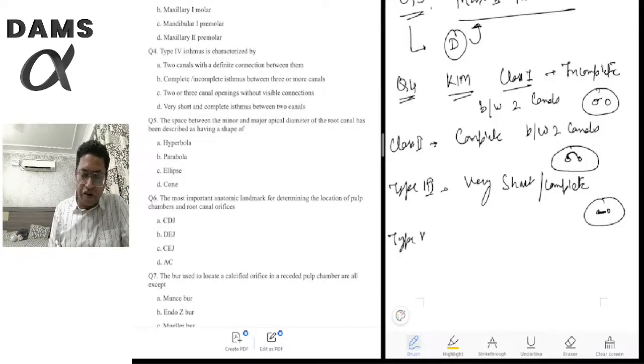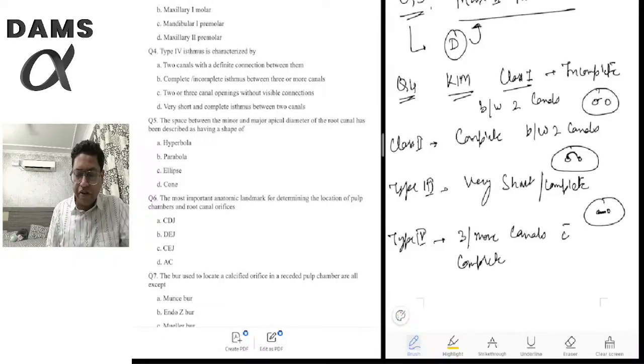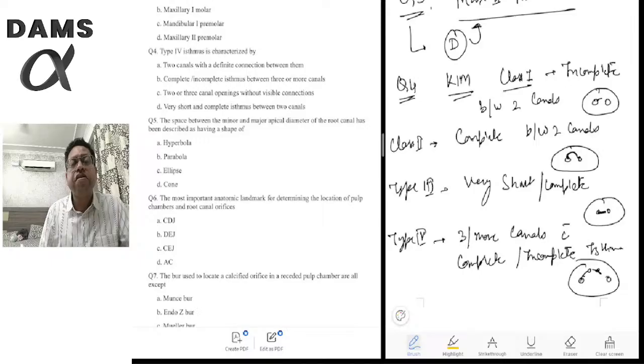What is type 4 according to what you see? That is what the question is asking us. It is 3 or more canals with either a complete or incomplete isthmus. So in a single rooted tooth, there would be 3 or more canals with complete or incomplete isthmus. Some of the isthmuses would be complete. And if you remember, isthmuses are narrow ribbon-shaped spaces or communications between 2 root canals in a root which contain pulp or pulpally derived tissue.